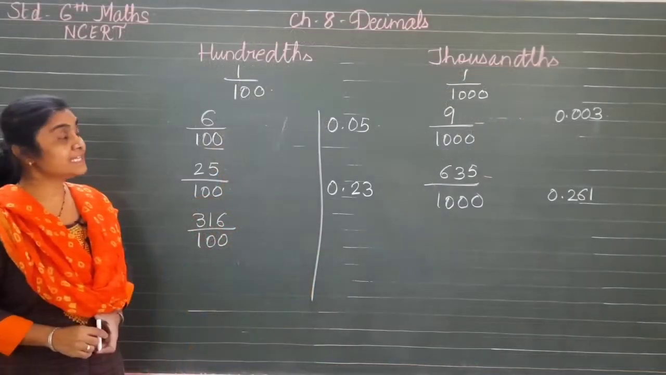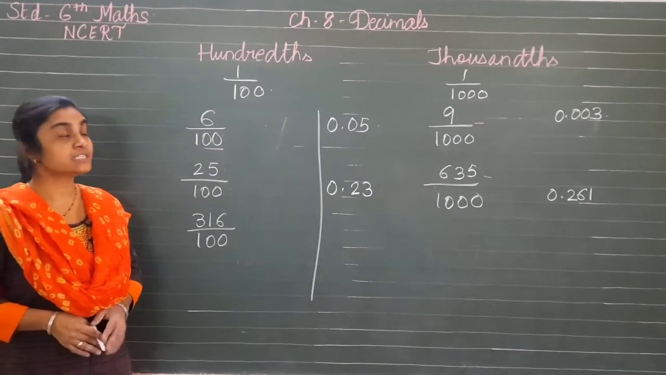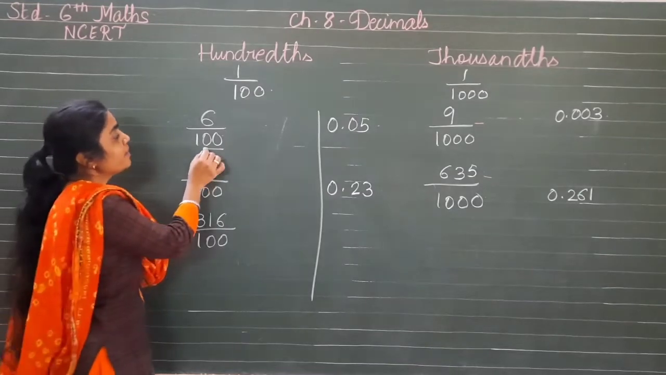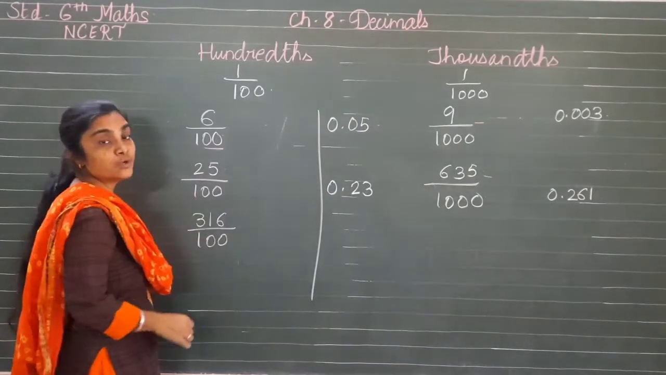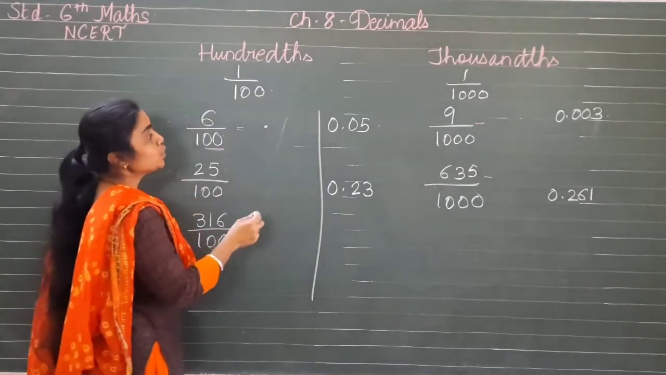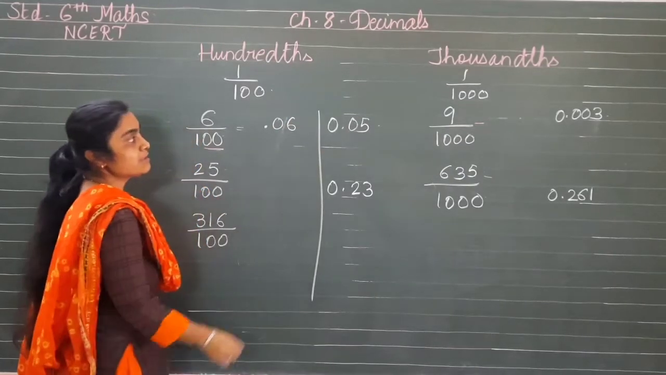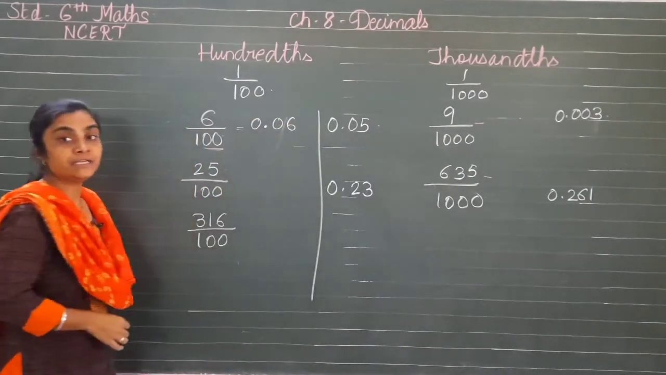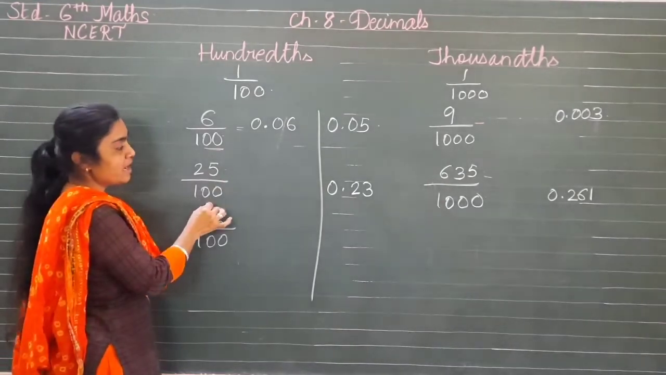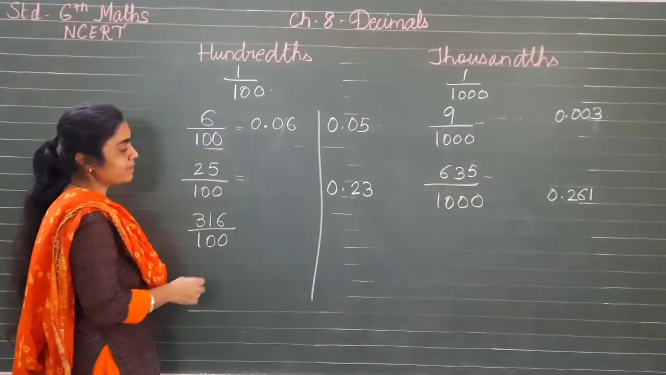Now let us see how to convert fractions into decimals and decimals into fractions at the hundredths and thousandths places. Now this is 6 upon 100. There are 2 zeros in the denominator, so after the decimal point we will put 2 digits on the right hand side. So this will become 0.06. Now here is 25 upon 100. So let us convert it into a decimal.